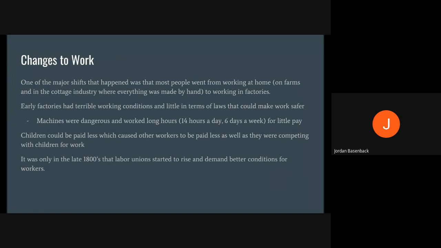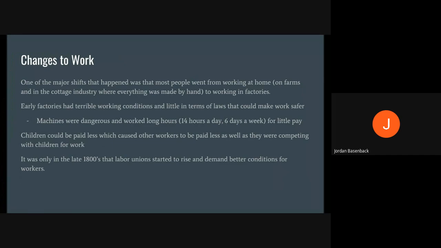Your mom probably made your clothes. Your dad probably made the table that your family sat at for dinner. All of those things were being made by hand. But under the Industrial Revolution, you started to see more and more people working in factories, so working away from the home. And early factories really were not great.